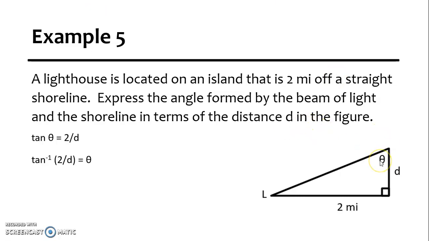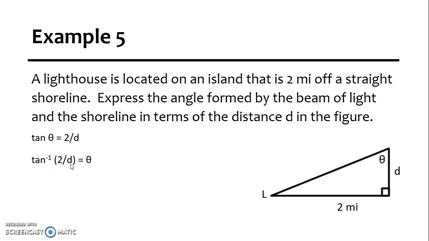Okay, so you may recall that we have the opposite side and the adjacent side. So that is tangent. Tangent uses opposite and adjacent. So tangent theta is opposite over adjacent, or 2 over d. Now to solve for theta, because they said express the angle in terms of d, that means solve for theta. We just do an inverse tangent on both sides. So theta is the inverse tangent of 2 over d. And that is my expression. That is my final answer.